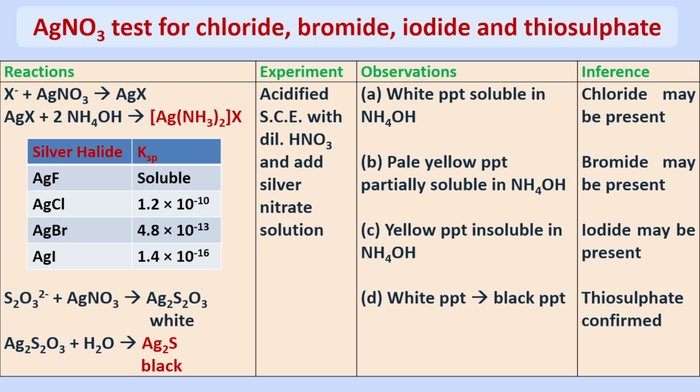Regarding thiosulfate, it reacts with silver nitrate to form a white precipitate of silver thiosulfate, which later decomposes to form a black precipitate of silver sulfide.